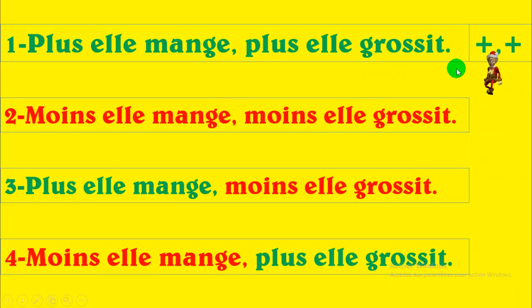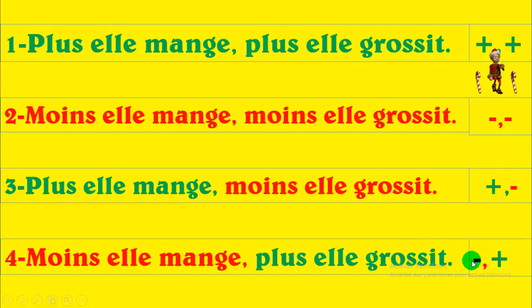Here you have plus and plus, more and more. Here you have less and less, minus and minus. Here you have plus and minus, more and less. Here you have less and more. So here are 4 scenarios that you can have in double comparatives.